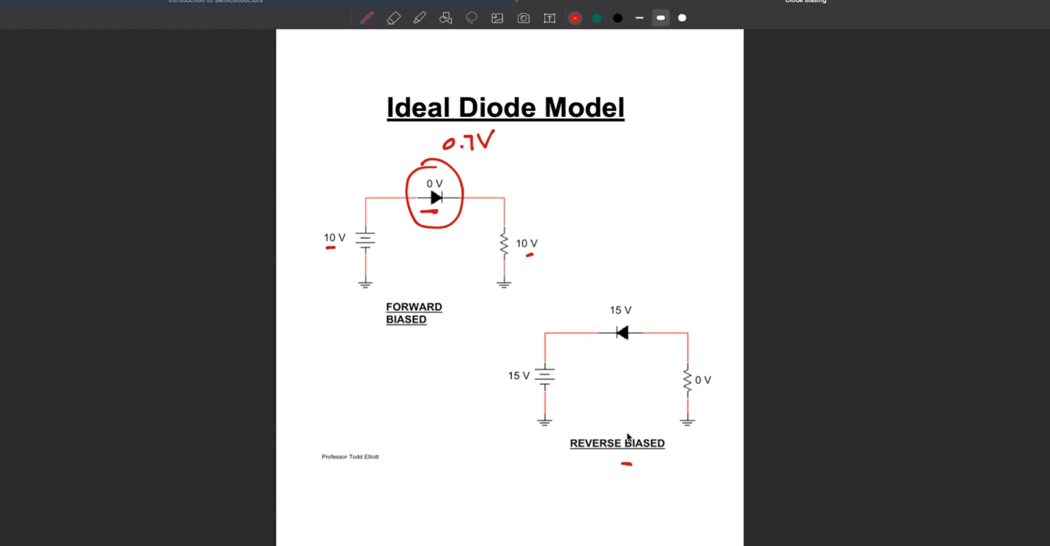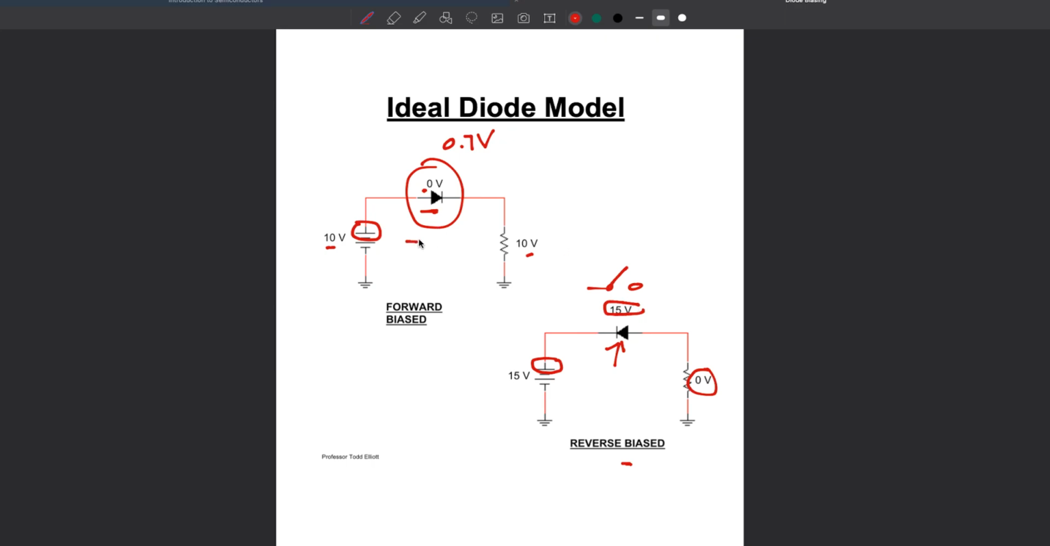And if it's reverse biased, okay, note where that is. Note this. Okay, for forward bias, note it's the anode. Okay, note that's the positive, right? Then if it's reverse biased, this is going to be an ideal open switch. So there's no current, no voltage. Everything then is developed across there.